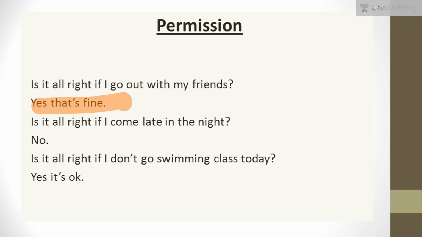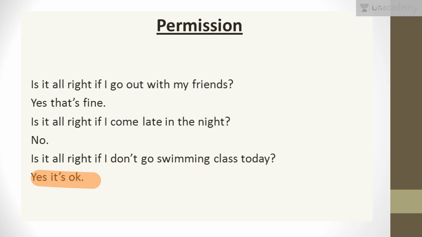Now the next question which the students will ask is, is it all right if I come late in the night? Now that is the next question. Obviously the parents are going to say no, and they are not going to say no by beating around the bush, घुमा फिरा के जिससे आपको बुरा ना लगे. They are going to say abruptly no means no. Okay. The next is, is it all right if I don't go swimming class today? क्या ठीक रहेगा अगर मैं swimming class नहीं जाऊँ आज? Yes, it's okay. हाँ जी बिल्कुल मत जाओ, ठीक है.